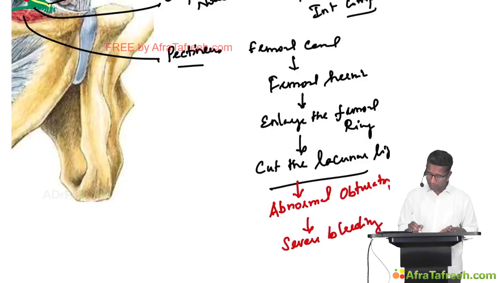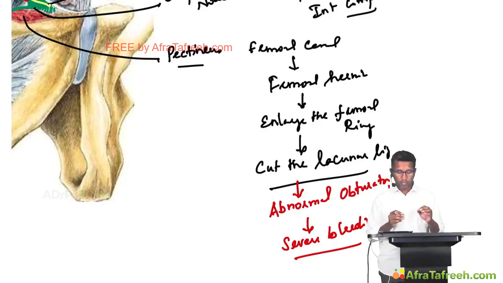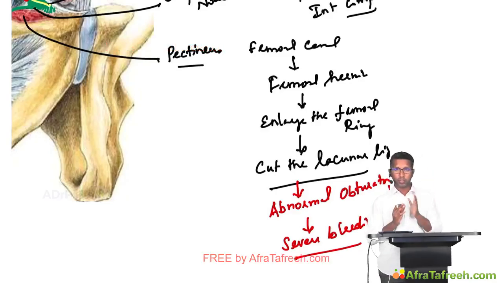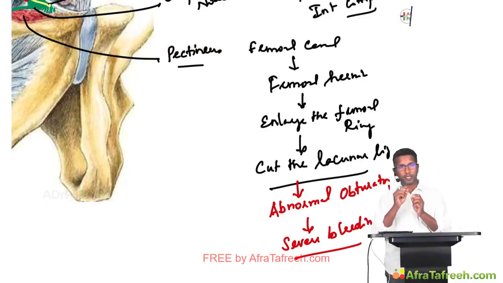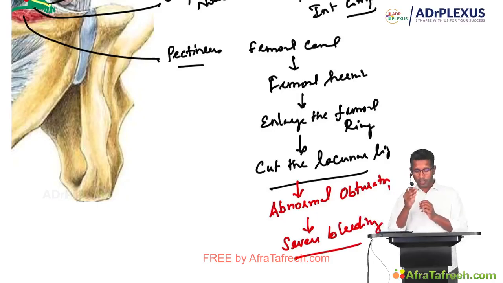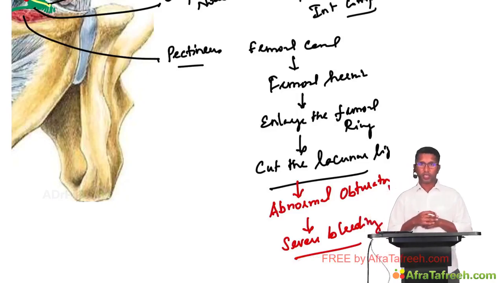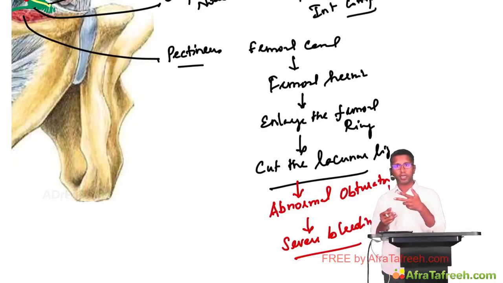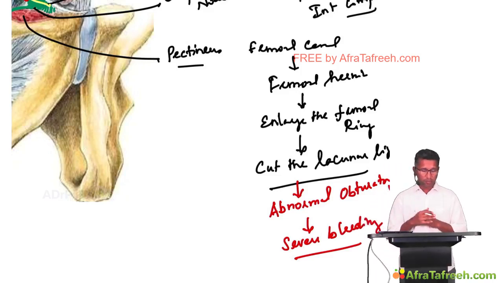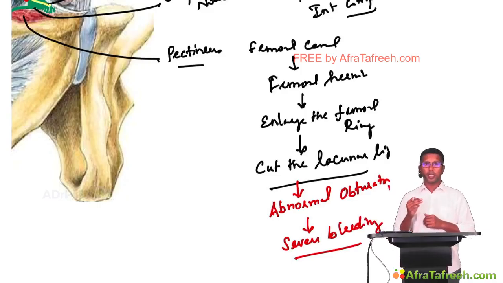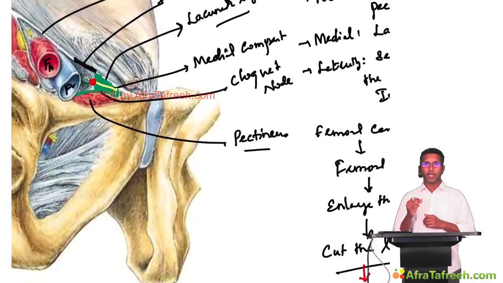So when you try to reduce the femoral hernia and enlarge the femoral ring, this is one important structure you should keep in mind, because normally the obturator artery does not run in this area. If there is a branch which runs on the lacunar ligament side, we call it an abnormal obturator artery. When you cut the lacunar ligament, you can inadvertently cut the abnormal obturator artery, resulting in profuse bleeding. This is a take home message for the femoral ring. This view will help you in understanding the femoral ring.